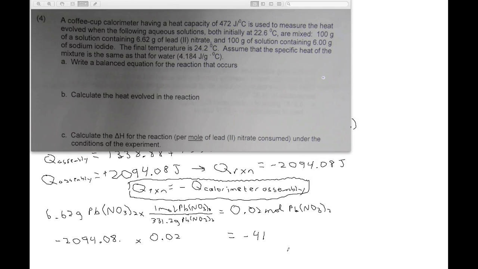Is that your answer? Yeah. Well, tell me again, what was your answer? Negative 41.8816. And what are the units? Joules per mole. Lead 2 nitrate. And this was the calculation you did? Yeah. Is this what you wrote down? Yeah. What units did you write down here? Moles of lead 2 nitrate.